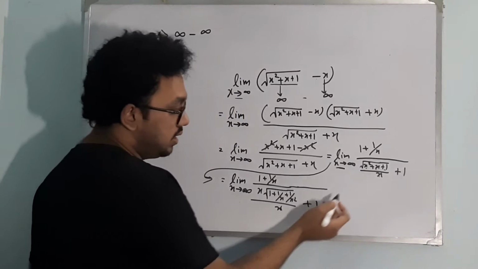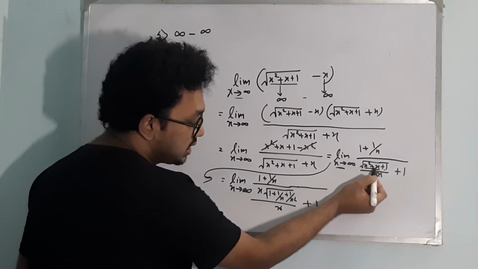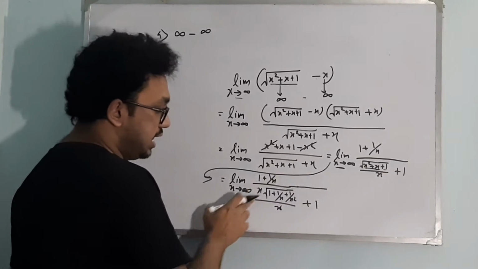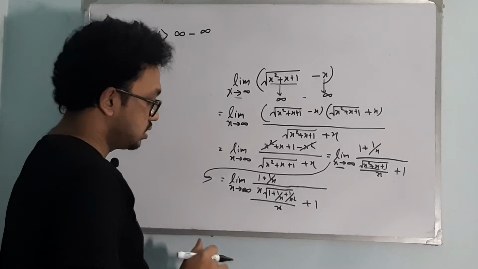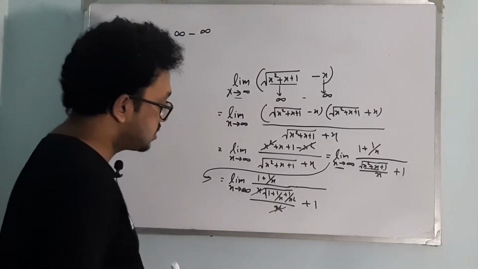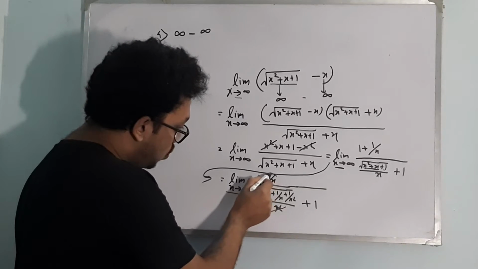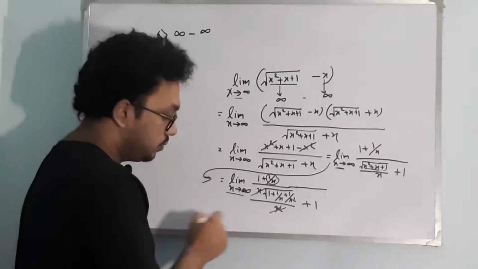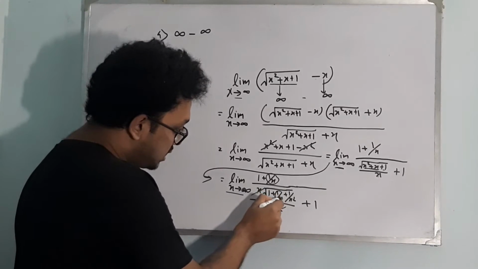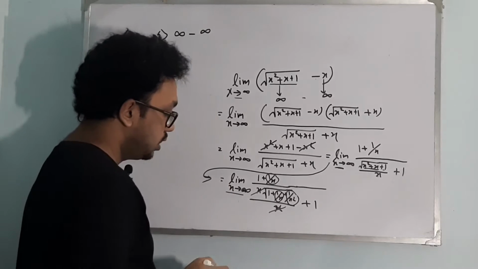See, what I have done is that I have taken an x from root over x square plus x plus 1 outside the square root sign. So I have this, clear? Now this x will cancel this x. Now observe, when x is tending to infinite, this 1 by x is tending to 0. This 1 by x is tending to 0 and this 1 by x square is also tending to 0.